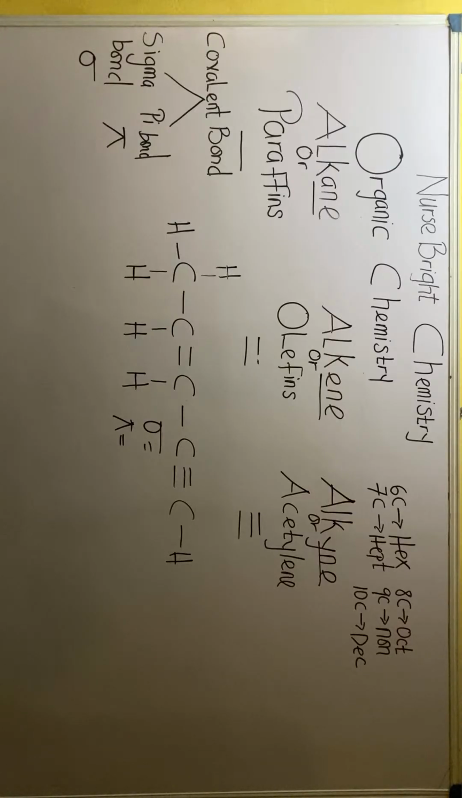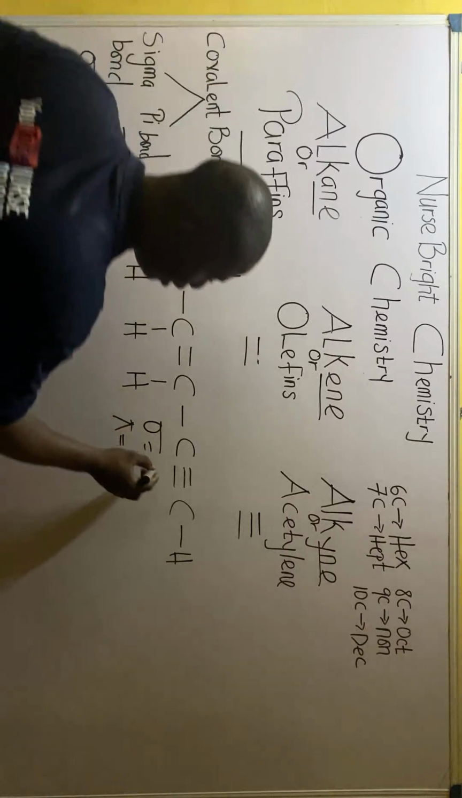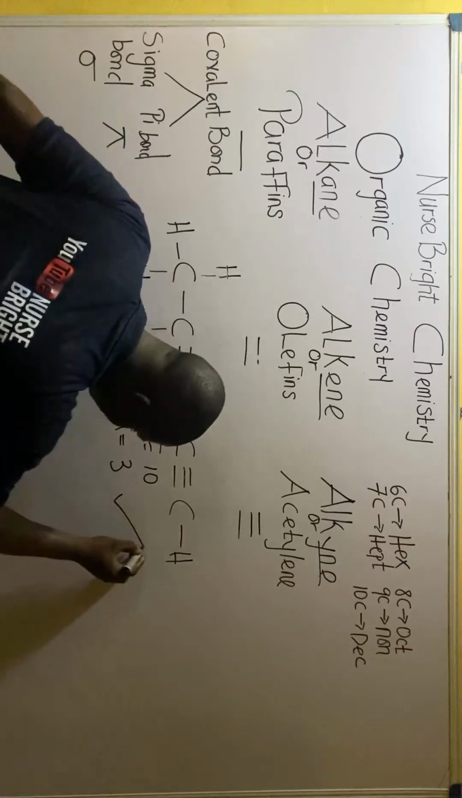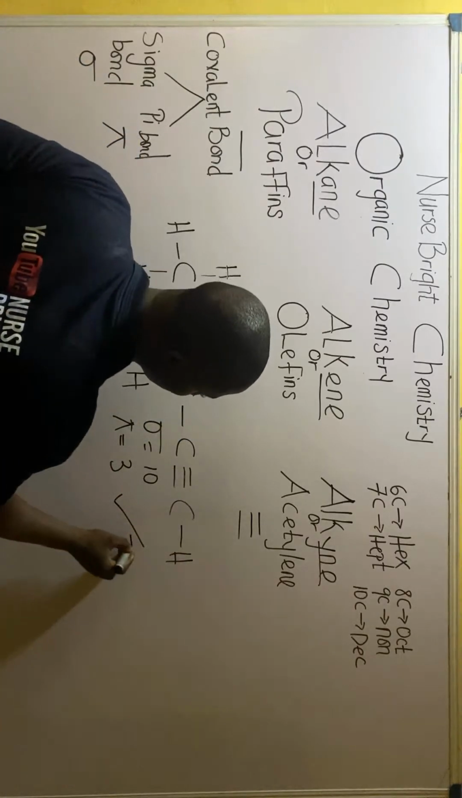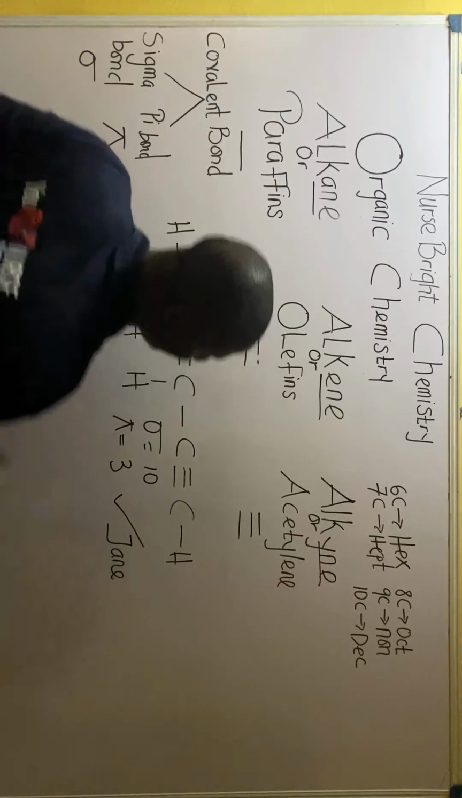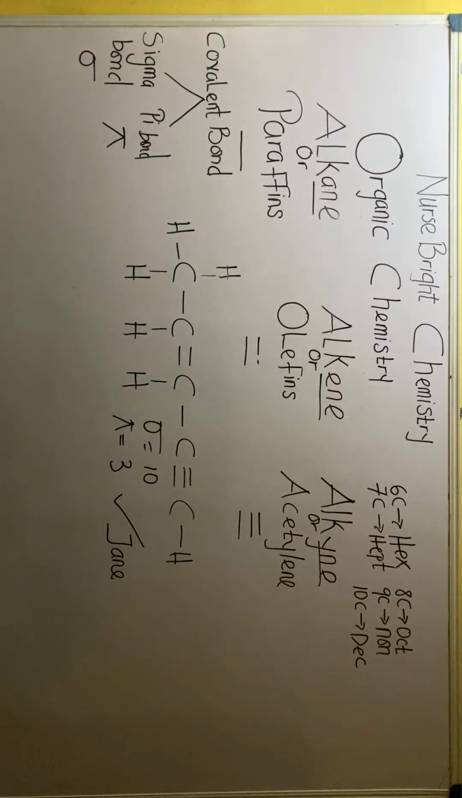All right, Jane got it. Very correct. Jane got it first. Wow. 10 sigma and 3 pi. Very correct. Jane got it correctly. Who else? Nobody else has gotten it. You guys should solve. Ensure you get that same answer.